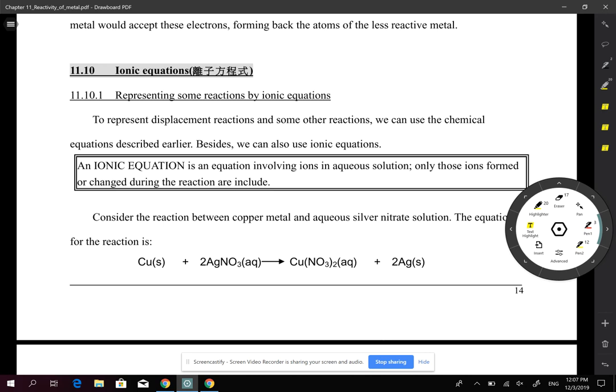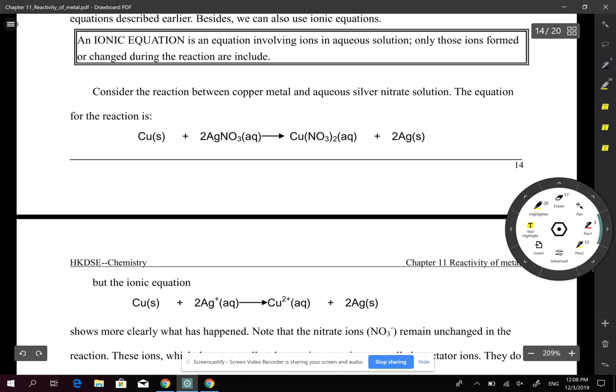It will not change. When it will not change, why do we need to show it in the equations? The equation is showing what is changing in the reactions, but it will not change. So we can remove it, or we can ignore it in writing down equations. Okay?